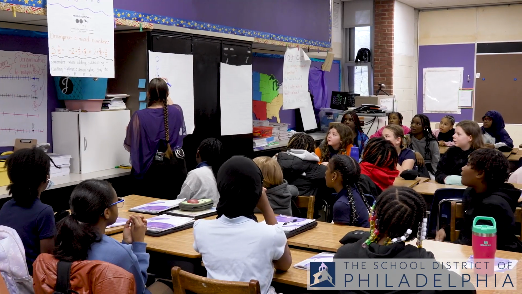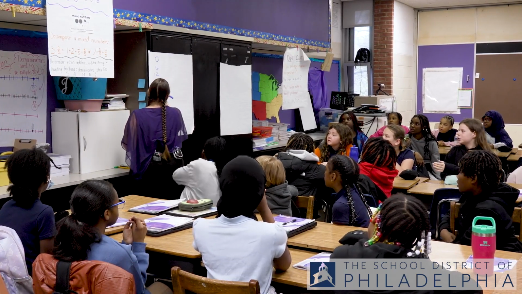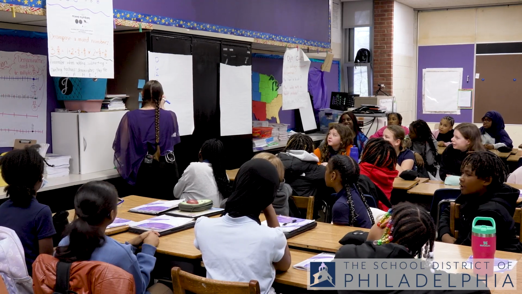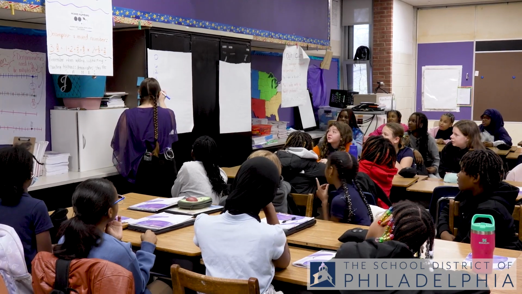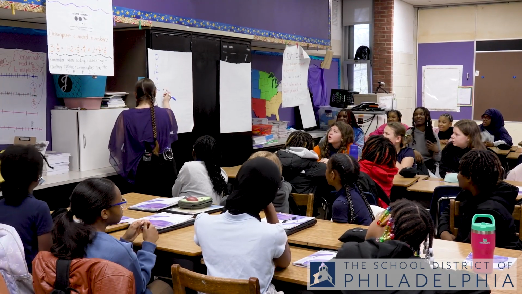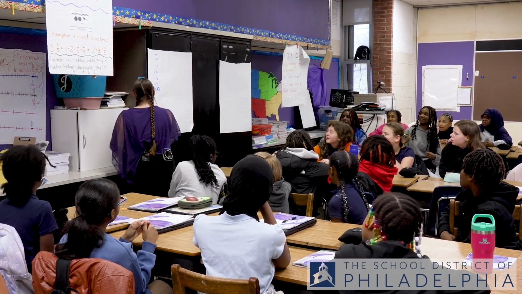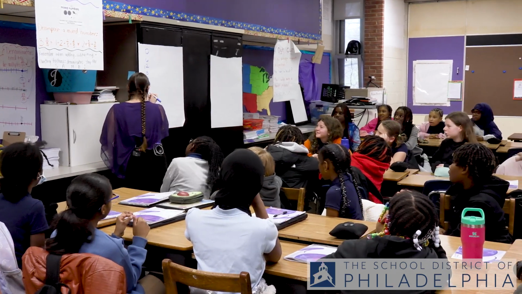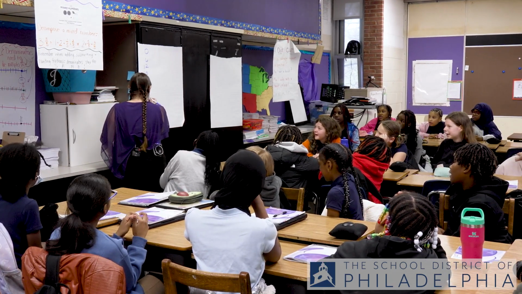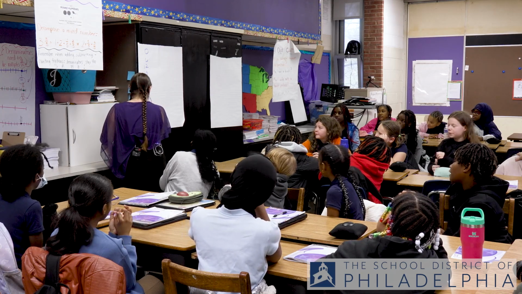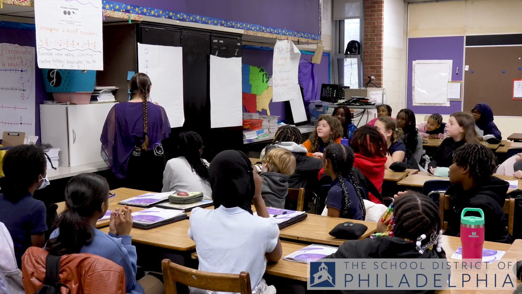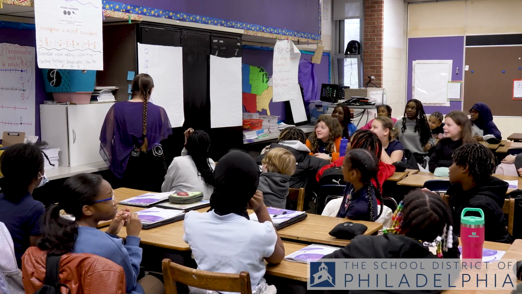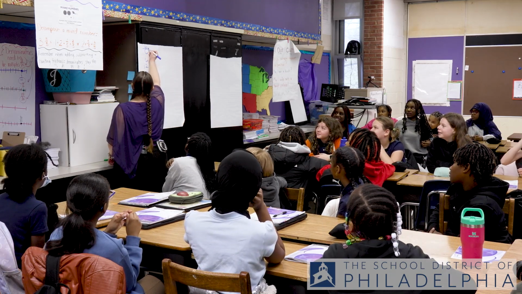6, 12, 18, 24, 30, 32. That should be 36. 42, 48, 54. All right. So this is our sixes.